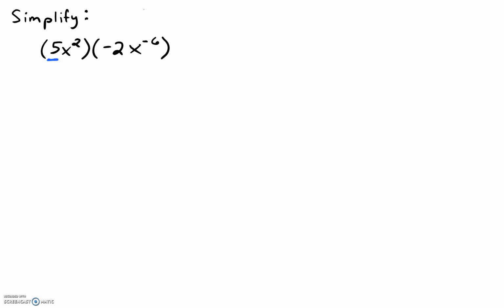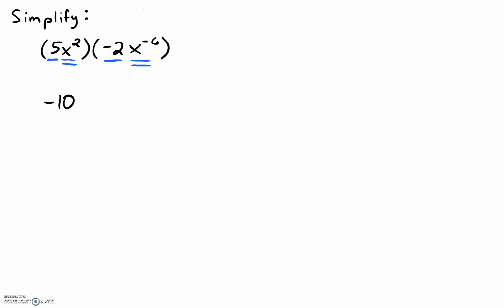I want to look at the fact that there's a 5 and a negative 2. Those are constant terms. And we have x squared and x to the negative 6. Those are kind of their own like terms, or terms with a base of x. And so what I want to do is look at the 5 and the negative 2 first. Now we're multiplying here, so 5 times negative 2 is going to give us negative 10.